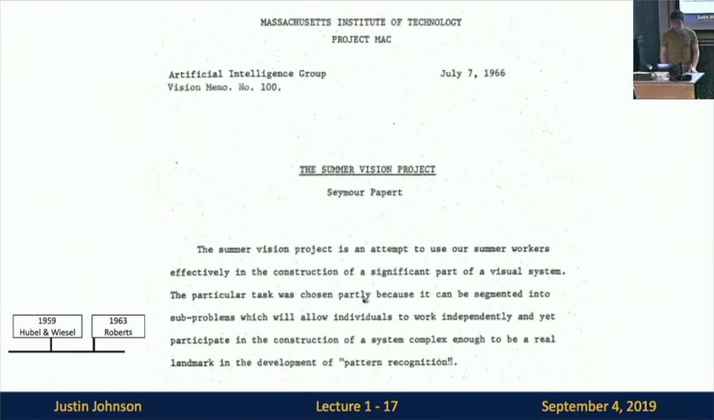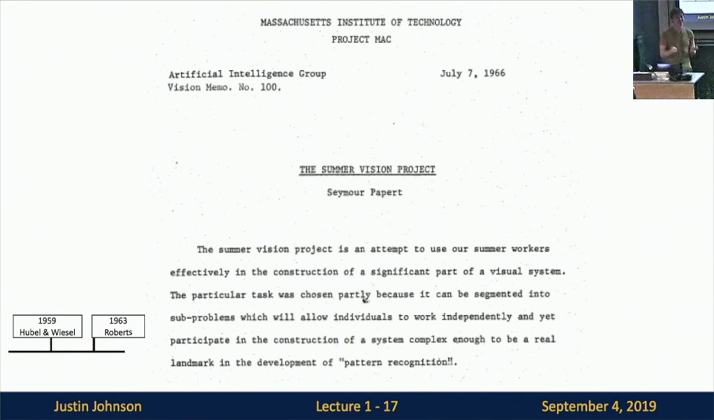So then, moving forward a couple more years, people were getting really excited. There was this very famous study in 1966 from MIT. Seymour Papert proposed the Summer Computer Vision Project. Basically what he wanted to do is, okay, we've got digital cameras now, we can detect edges, we know how Hubel and Wiesel told us how the brain works. What we're going to do is hire a couple of undergrads, put them to work over the summer, and after the summer, we should be able to construct a significant portion of the visual system.